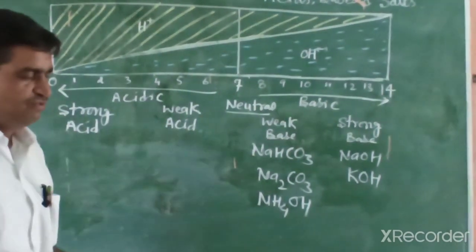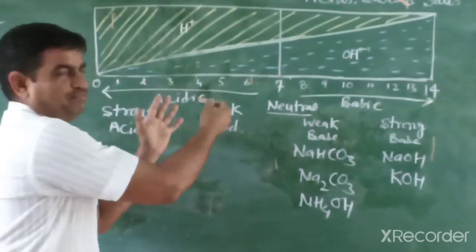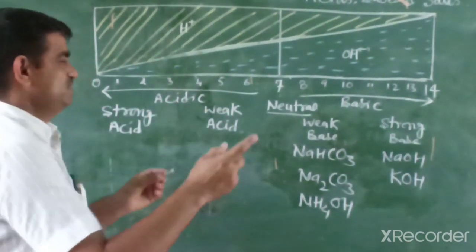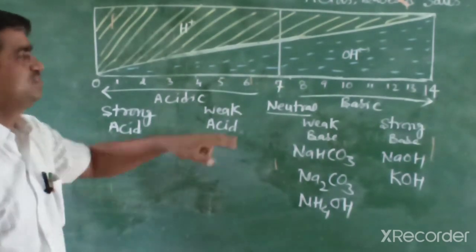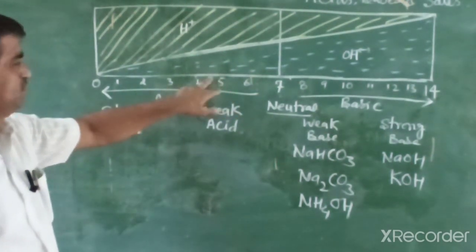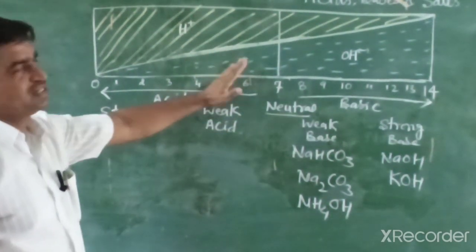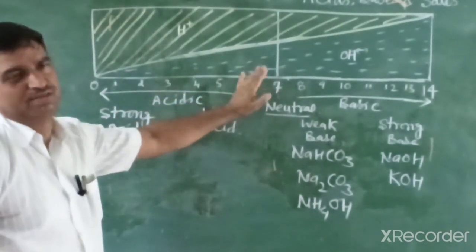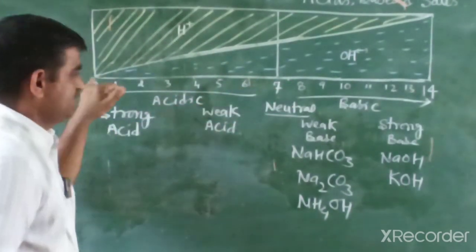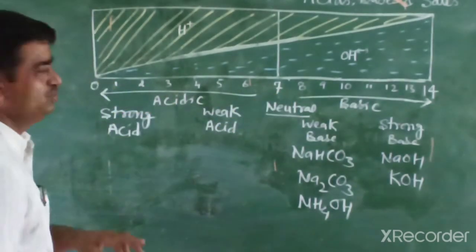Weak acid, these terms are comparative terms. Hence, if one chemical has pH 6 and another chemical has pH 5, then 5 is a slightly stronger acid than 6, because 6 is weaker. So the strength of acid increases towards 0.